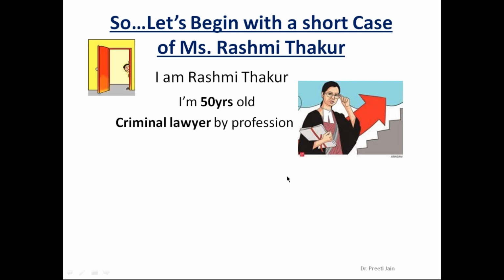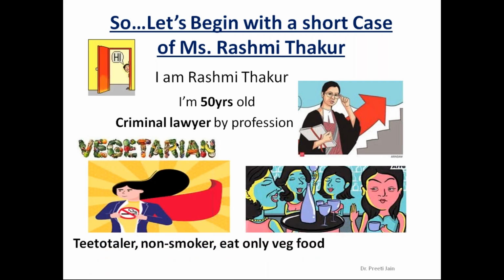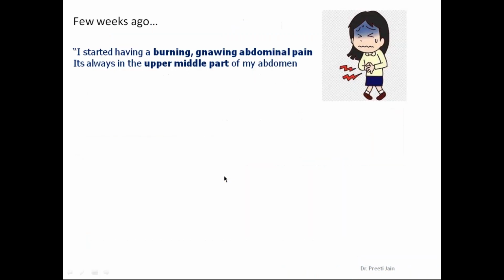So here a patient has come to a doctor whose name is Rashmi, 50 years old, criminal lawyer by profession, right? I have boldened it because everything is important in history taking. She is a vegetarian. She doesn't smoke. She doesn't take alcohol. She's a total teetotaler. Again, all these things are important when you come to the diagnosis. You know that she doesn't eat non-vegetarian food, she doesn't smoke, she doesn't drink alcohol. Everything was fine with her. She had no complaints. And then what happened?